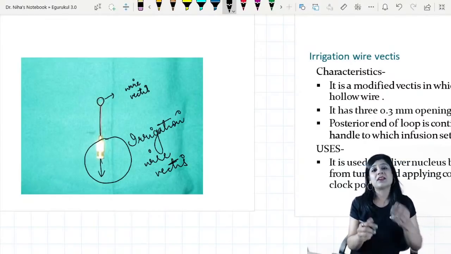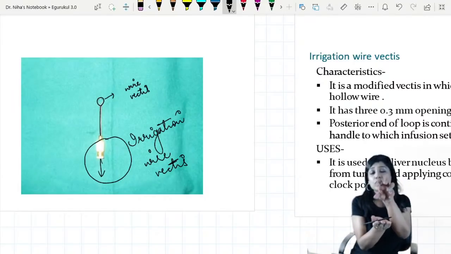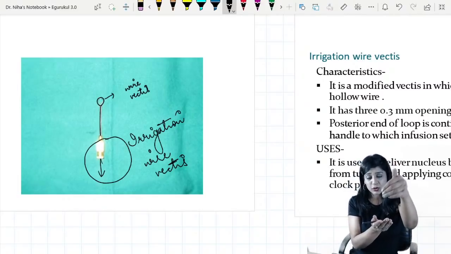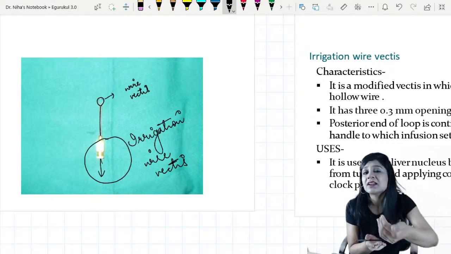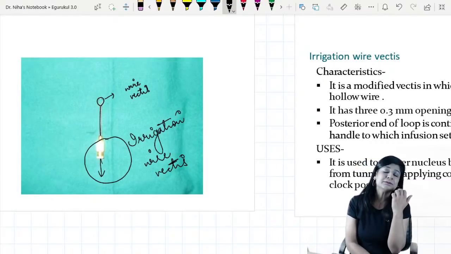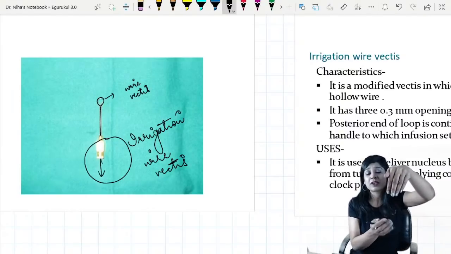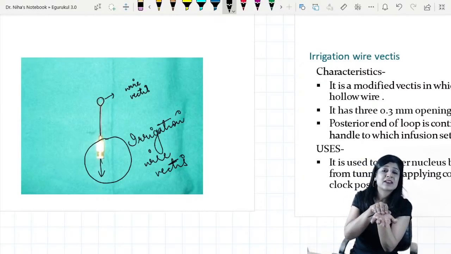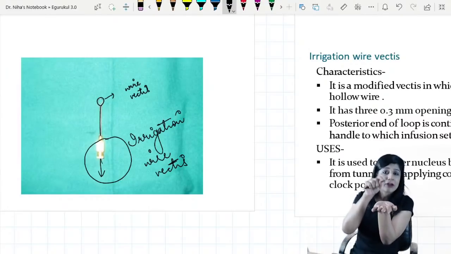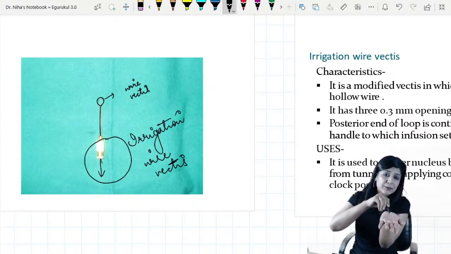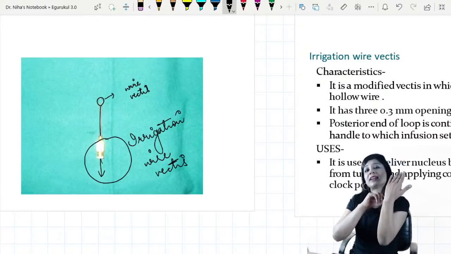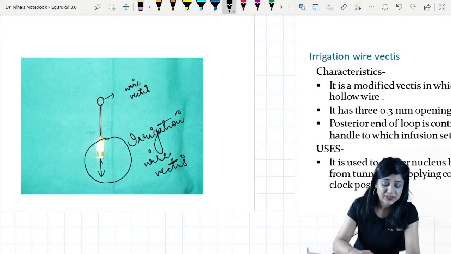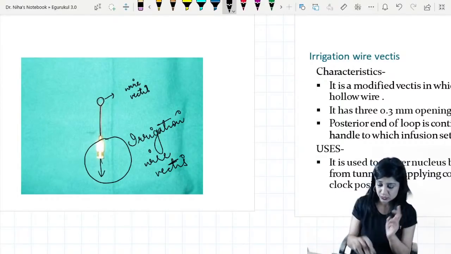So what is the function of the wire vectis? Again, this loop is used for nucleus delivery. Like the lens expressor was also used for nucleus delivery, this wire vectis is also used for nucleus delivery. Now the difference is that the lens expressor was used at 6 o'clock directly for the nucleus delivery like this. But with the wire vectis we are putting the counter pressure at 12 o'clock. So when I am putting the pressure at 12 o'clock, it will actually eject the nucleus at 6 o'clock. So this is the function of the wire vectis. How the wire vectis and the lens expressor are different, that is also clear to you, right?